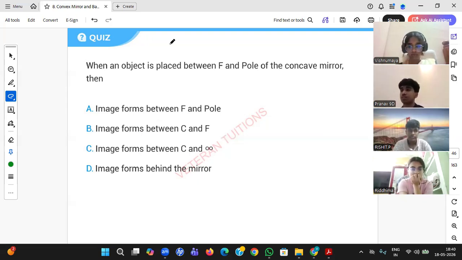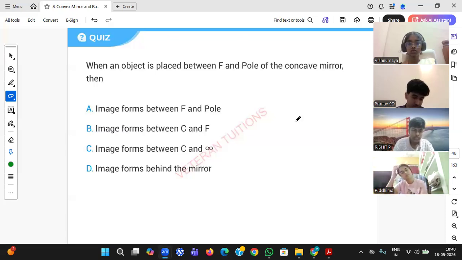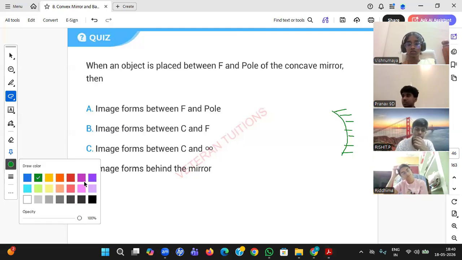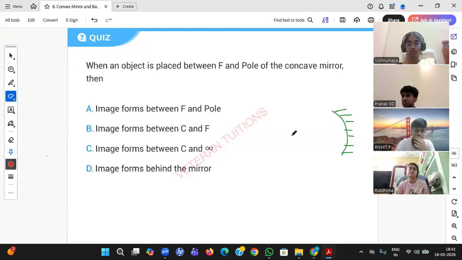Yes, Ritika, right answer. Sai Chaitra, right answer. Lavanika, right answer. Vishnu Maya, right answer. Ridhima, right answer. Yes, Rishit, which case? Between focus and pole, beta, which case is the particular? Case number 5 or 6. Case number 5, exactly on the focus. Case number 6, very near to the mirror or between focus and pole. This is case number 6.